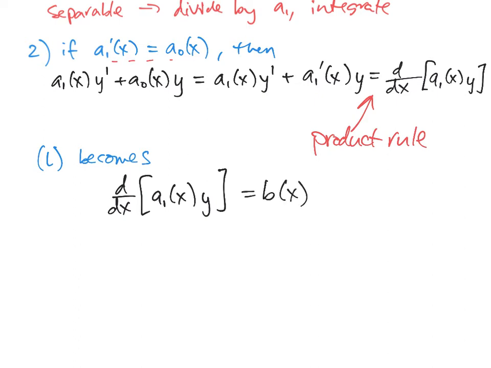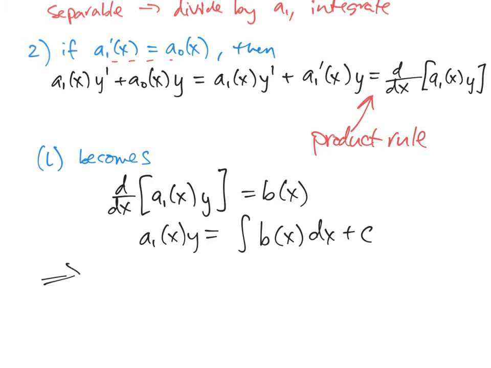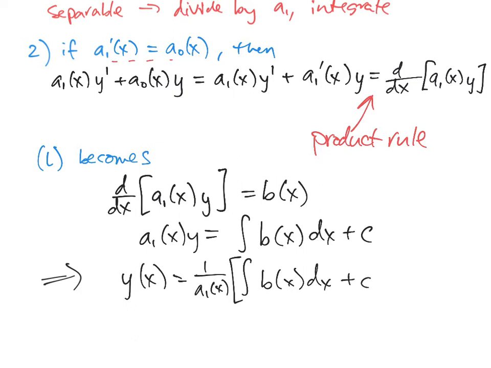That was our right-hand side. And then we can just integrate. So then a1 of x times y equals the integral of b of x dx plus c. And then we have a solution. We have our y, what we're looking for, equals 1 over a1 of x times the integral of b of x dx plus c.